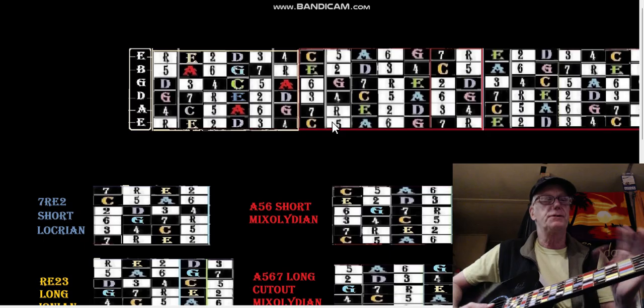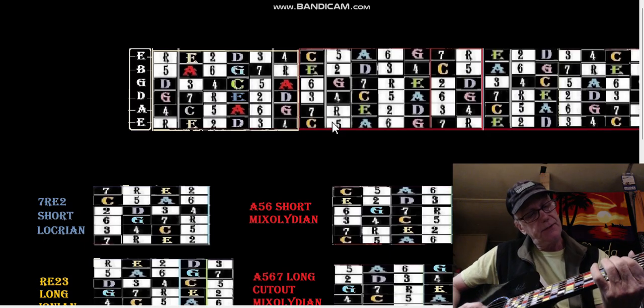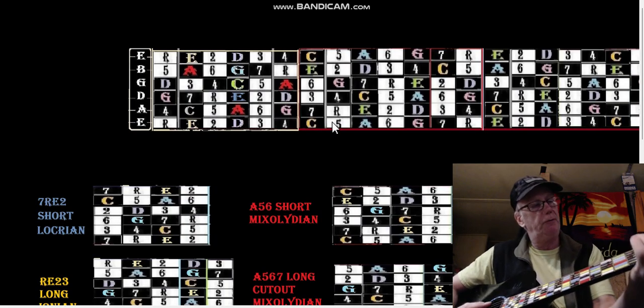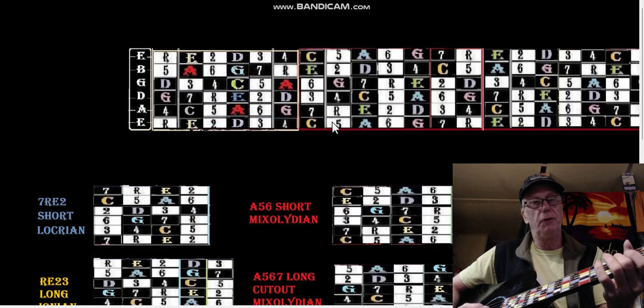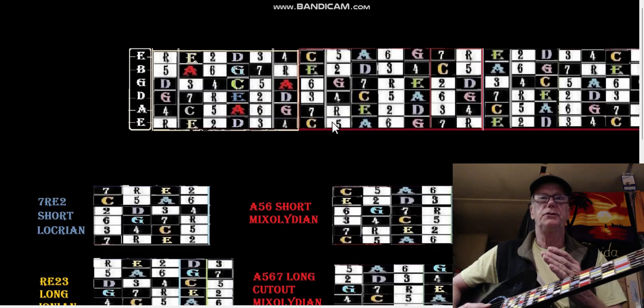Okay, brute force. So we got 2, 3, 4, 5, and then 6, 7, root 2. We had to go up a fifth, so we go up a fourth, and then up a whole step from there, and that's how you play fiddle double string guitar string shapes on guitar.